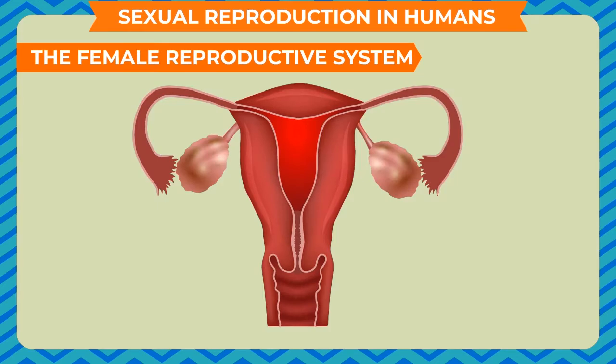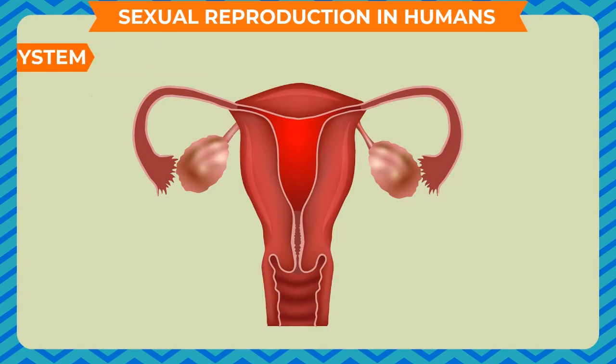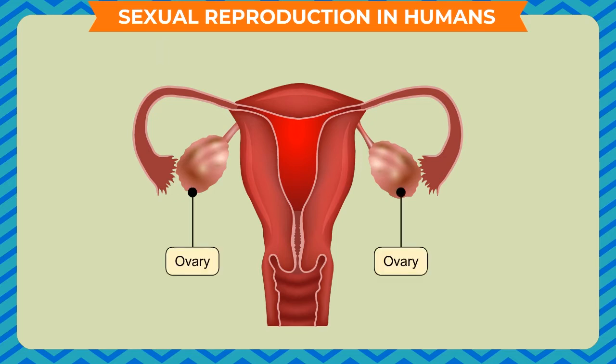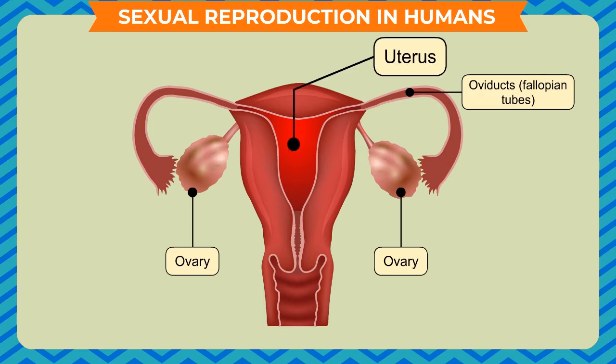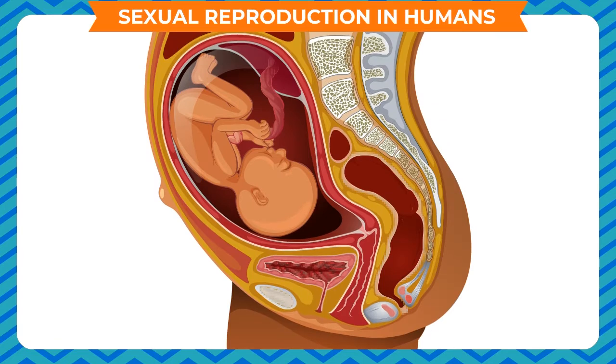The female reproductive system. The female reproductive system has the following organs. Ovaries. Each female has two ovaries situated in the abdominal cavity. One mature ovum is produced every 4 weeks from either of the ovaries. Fallopian tube, oviduct. It is a thin coiled muscular tube which joins the uterus and the ovary. It passes the ova into the uterus by its ciliary action. Uterus. It is a broad muscular chamber which receives the ovum. The fertilized zygote grows into the fetus here.